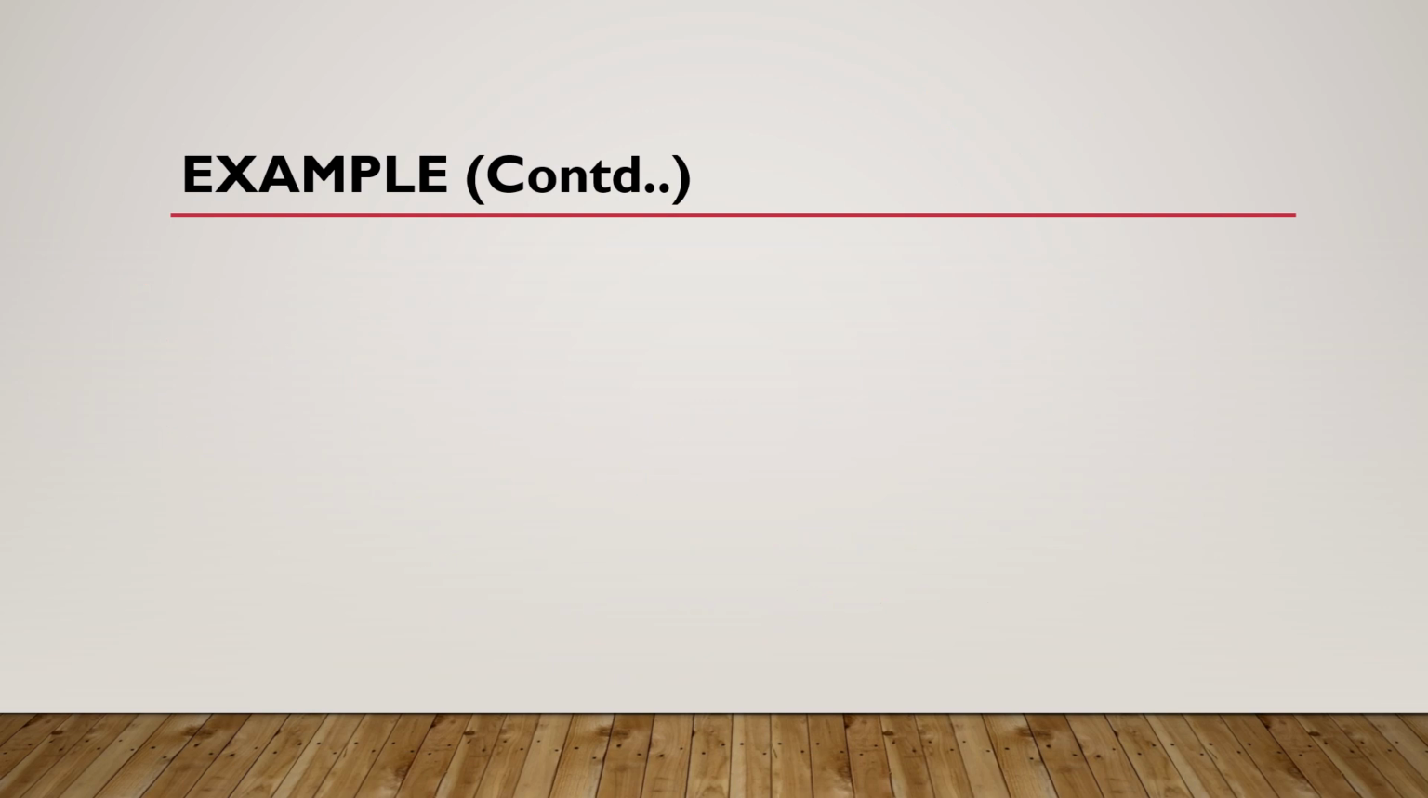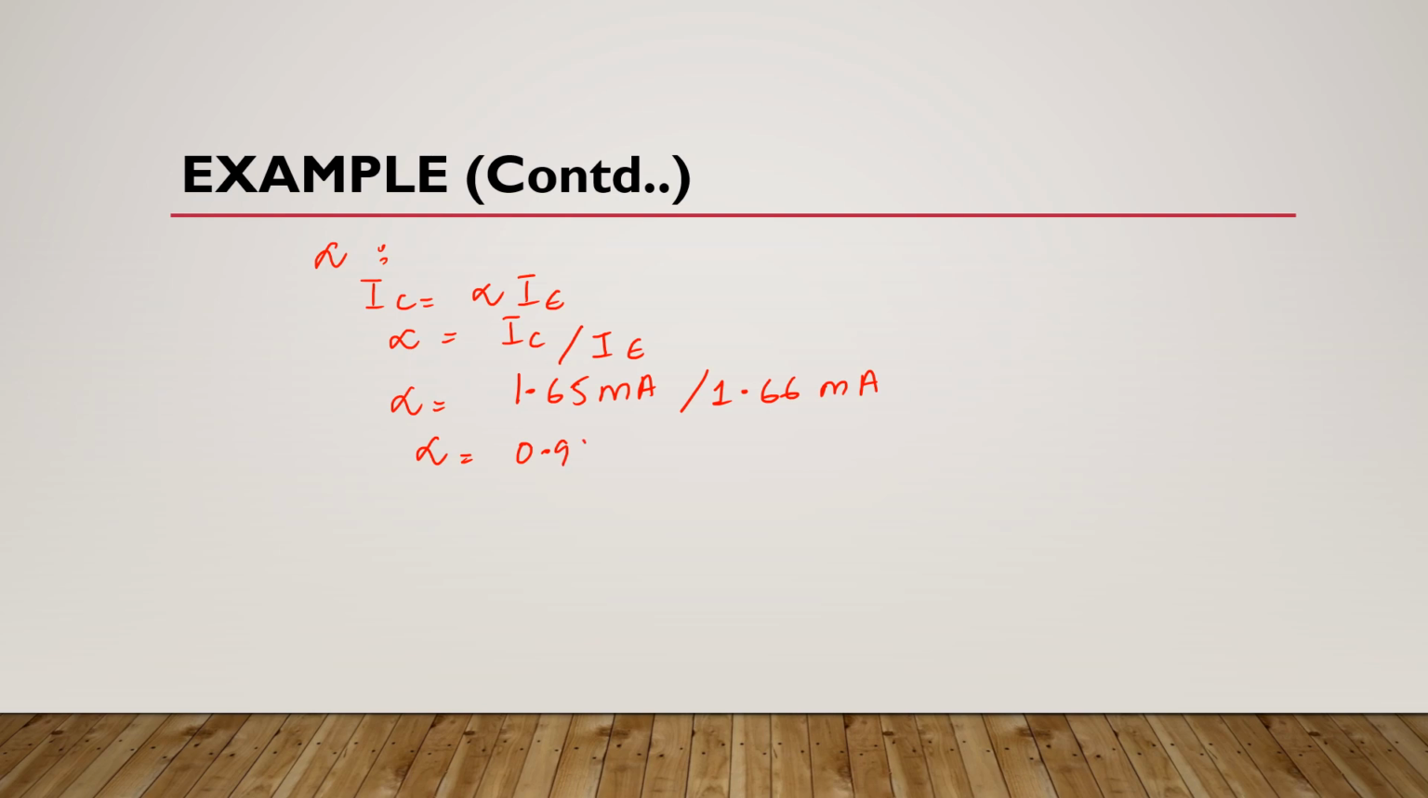Now we will find alpha. We know that IC is equal to alpha IE. It means alpha is equal to IC divided by IE, and we know that here IC is 1.65 milliamperes and IE is 1.66 milliamperes. It means alpha is equal to 0.99.